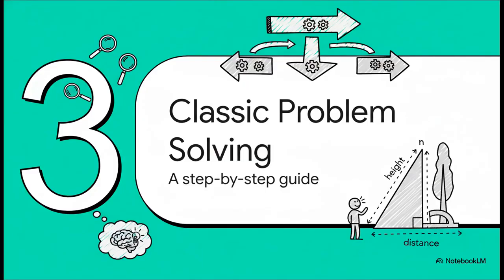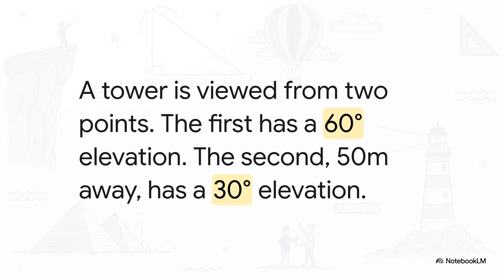We're going to take a classic exam-style problem and break it down step by step so you can see the logic in action. Okay, here's the typical problem. Now, the first and most important step, and I can't stress this enough, is to translate these words into a picture. So let's visualize it. We've got a tower, we've got someone looking at it, and then they walk back 50 meters. Now they're looking at it from a different angle. Our mission? Find that tower's height.